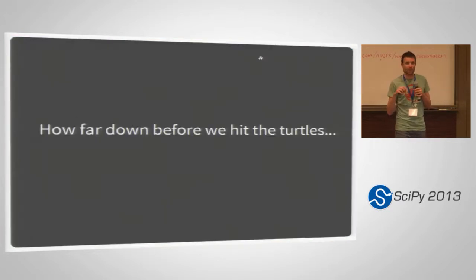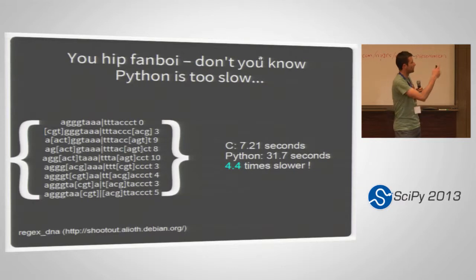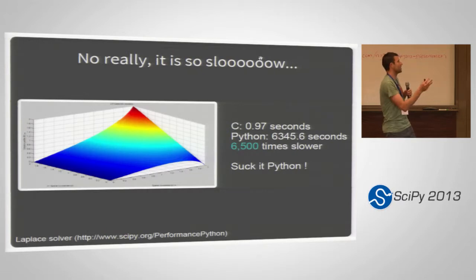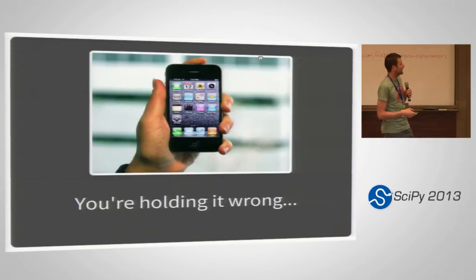So the question we asked is, well, how far down can we go with Python before we hit the turtles and have to stop? And these are some slides that I presented to my radio astronomy colleagues when I was trying to convince them not to use C++. And it's the usual sort of stuff. Everyone knows these sort of things. Some simple examples. Python is pretty slow. No, it's really, really, really terribly, horribly slow. You can never consider using it, etc.